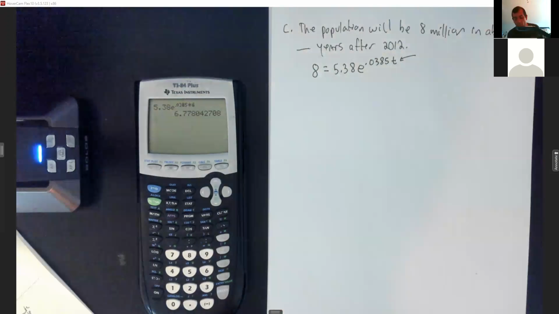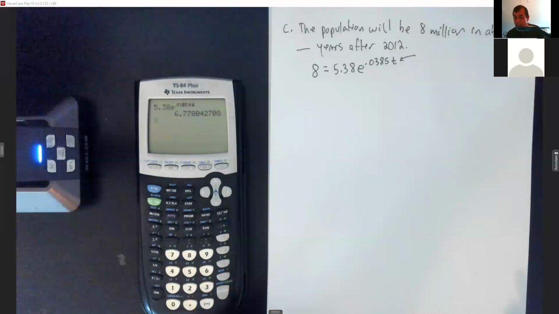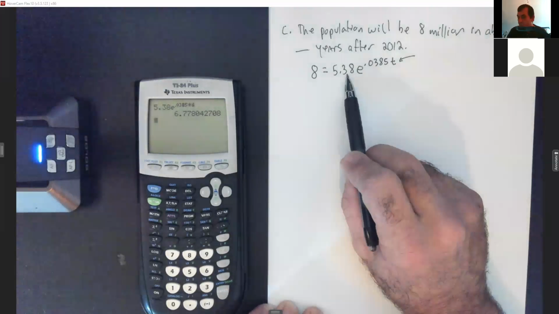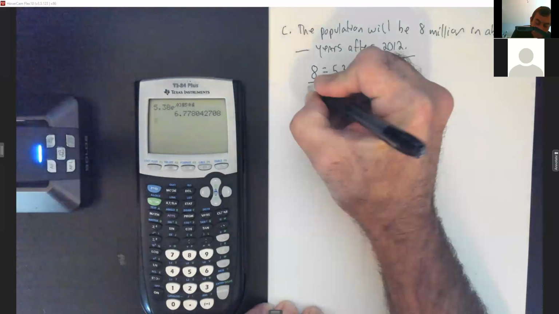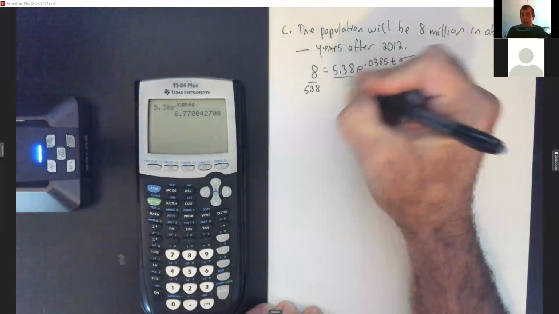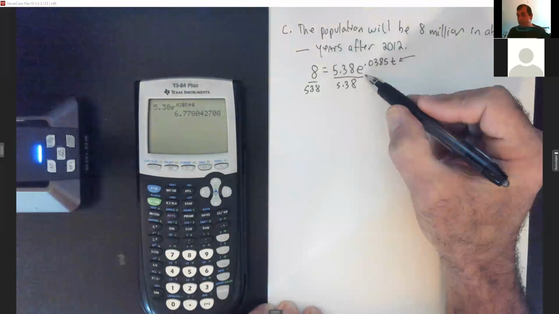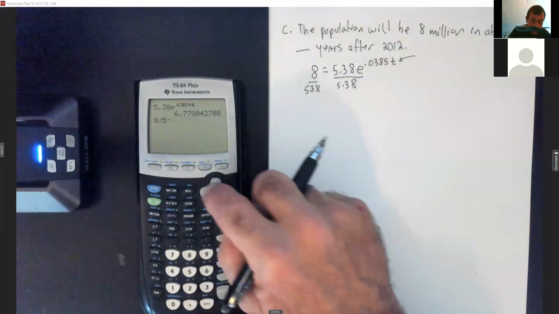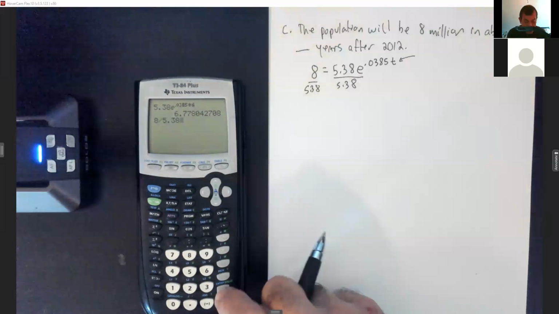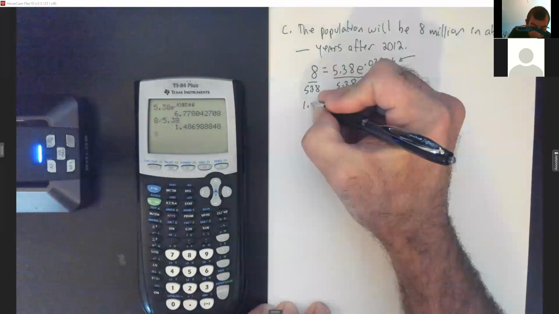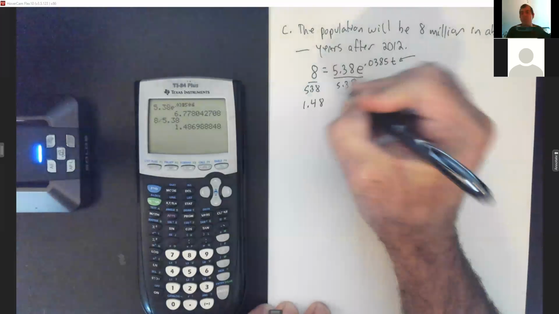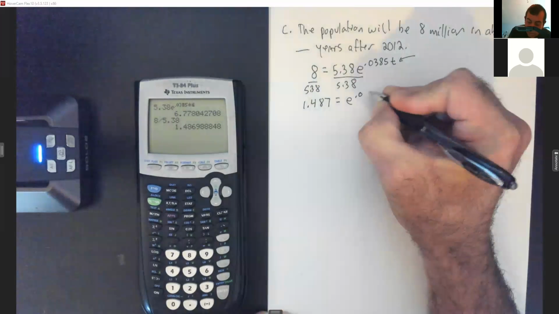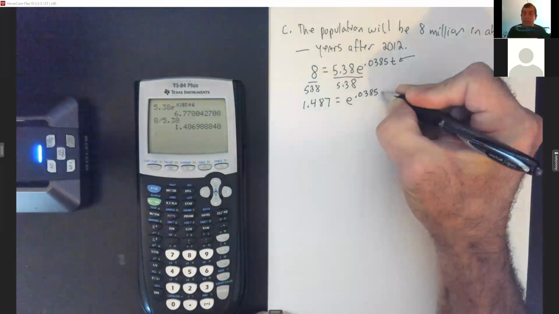So it goes back to the equation you just finished doing in 9.6. The first thing I would do is divide both sides by the 5.38, that way we'll have our e to the exponent by itself. So 8 divided by 5.38 is going to give me basically 1.487. I'm just going to round to about 3 decimal places. But on this side, all that's left is e to the 0.0385 t.